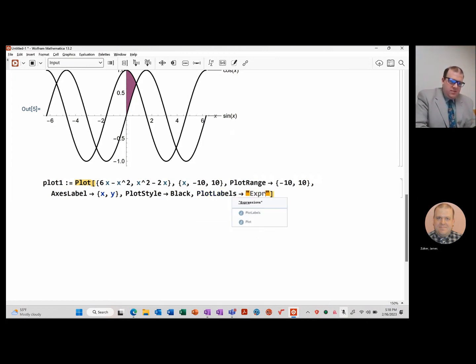How do you get the arrows? It's just hyphen and then the greater than sign, and it'll automatically turn it into an arrow.